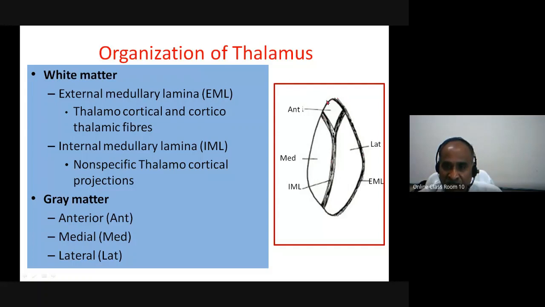And this one is almost capped by the reticular nucleus. So that means there is one more nucleus, the reticular nucleus. So I have mentioned here white matter, the external medullary laminae and internal medullary laminae. This is internal, this is external. The gray matter: the anterior gray matter, the medial gray matter, and the lateral gray matter.